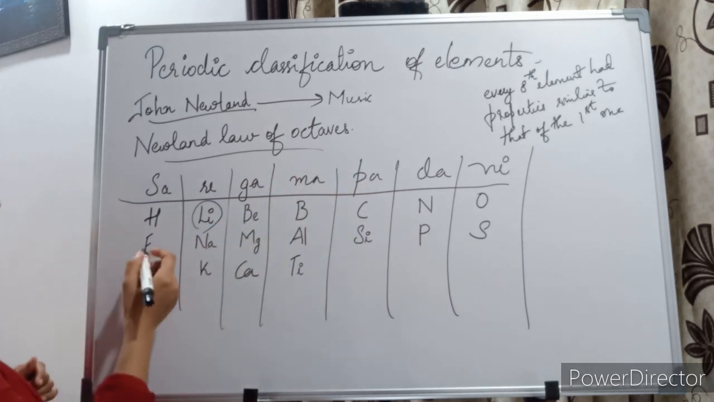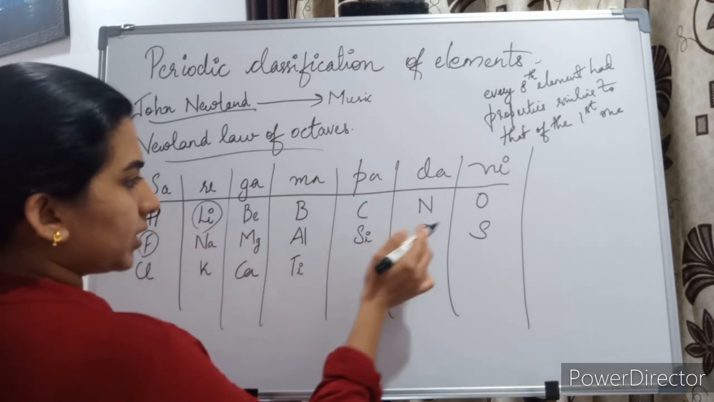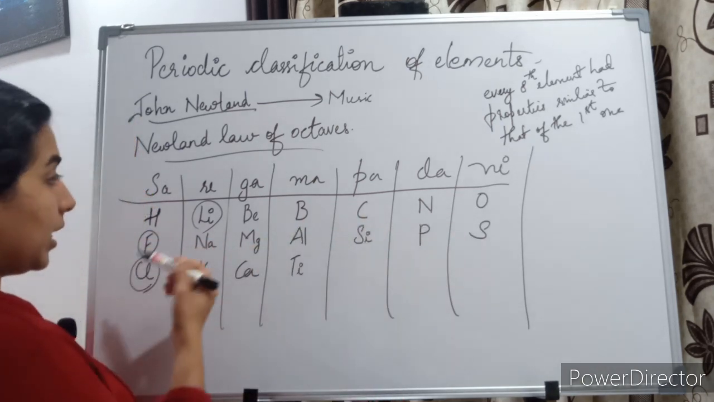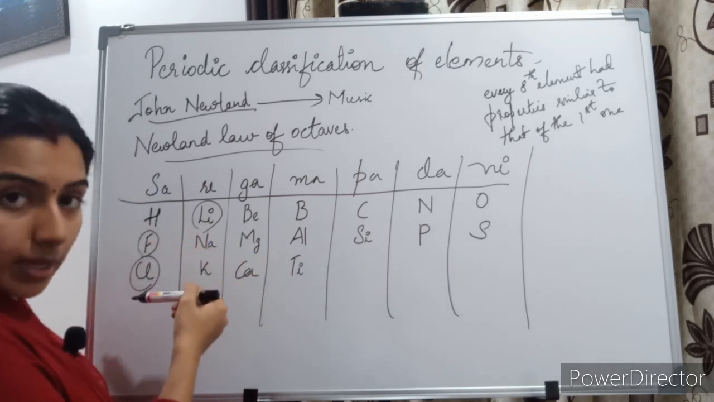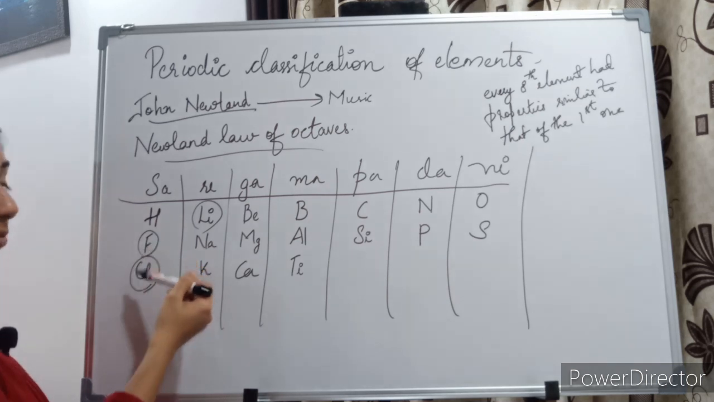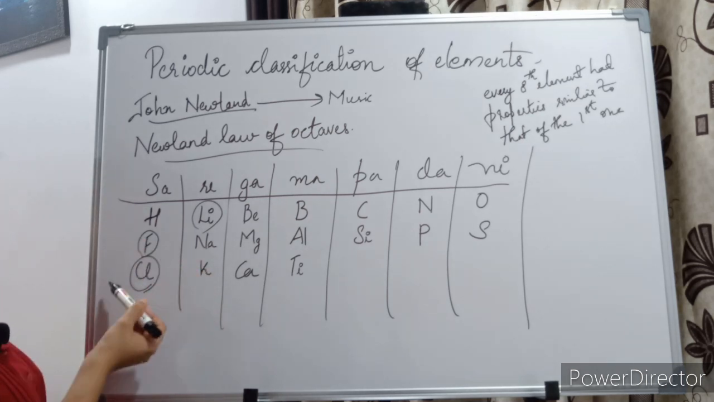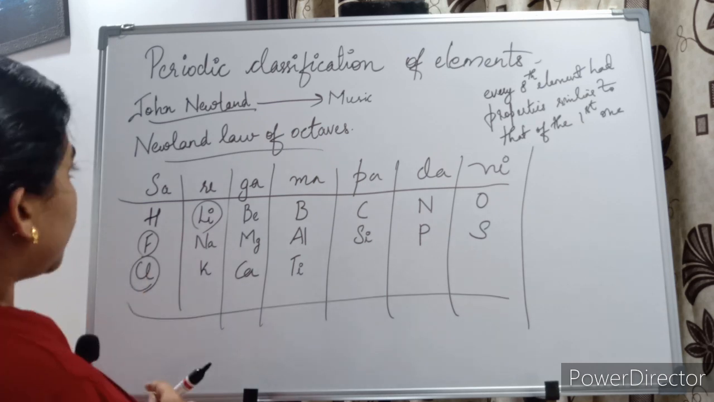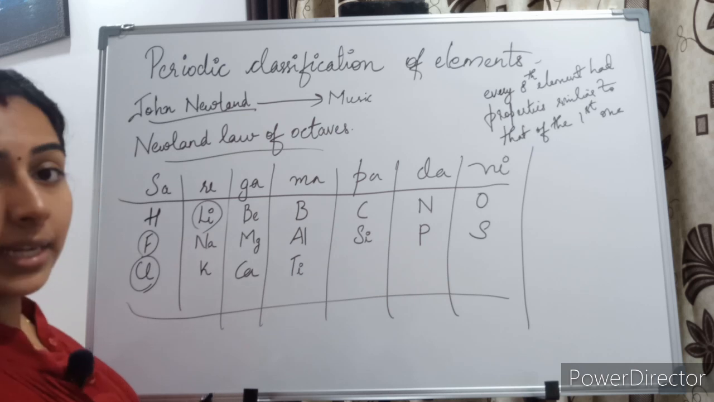Then next, fluorine and chlorine. Consider fluorine. 1, 2, 3, 4, 5, 6, 7, 8. So fluorine and chlorine. The 8th element had properties similar to that of fluorine. Both are halogen families and both their valencies are same, and they just form hydrofluorides and hydrochlorides. But there also this had many limitations.